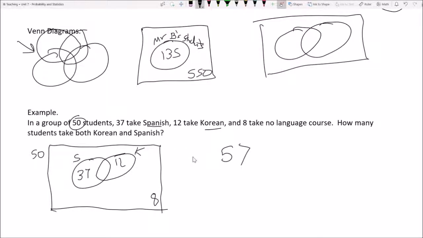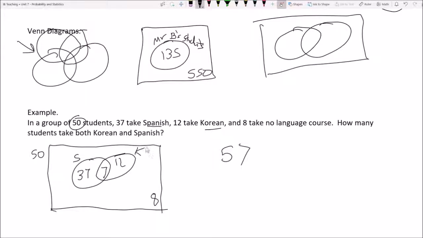Well, guys, here's what's happening. Some of the students here, to get this larger number, are being double counted. Like, they're taking Korean and they're taking Spanish, but they're being counted once in each bubble, which means they're being double counted. Well, how many students are being double counted? Well, how much too big is this number? This number is too big by 7. That's 57, and we thought it should be 50, which means that there are 7 students who are being double counted.